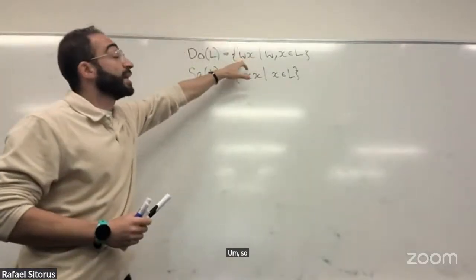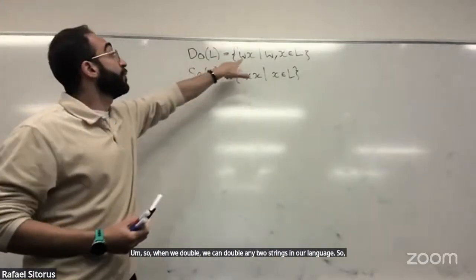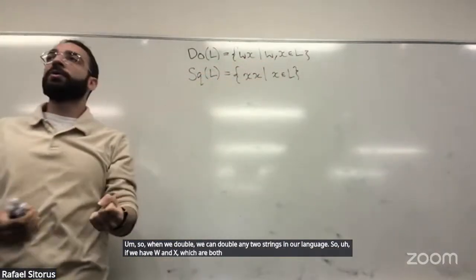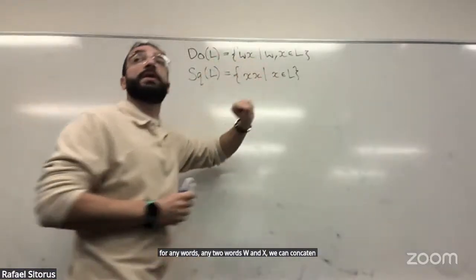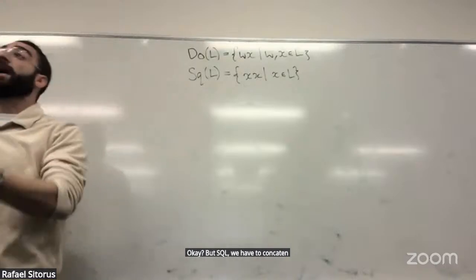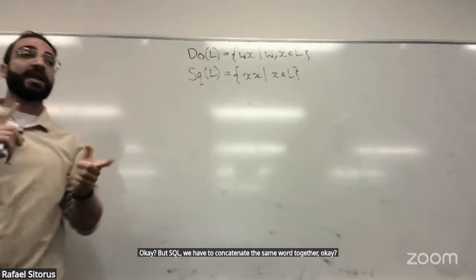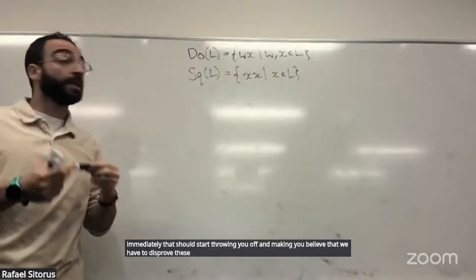When we double, we can double any two strings in our language. If we have W and X, which are both in L, for any two words W and X, we can concatenate them together. For SQ of L, we have to concatenate the same word together. Immediately that should start making you believe that we have to disprove that these are the same.